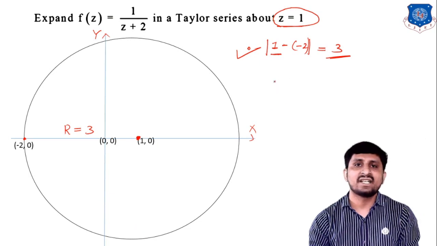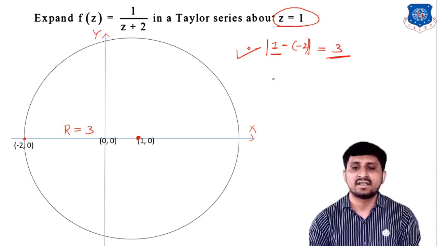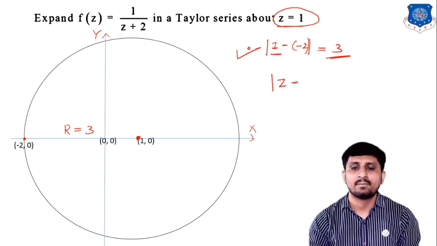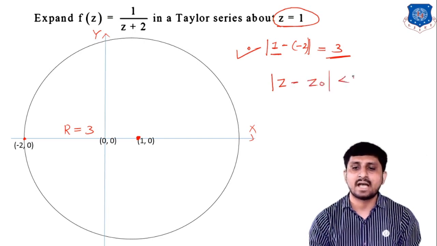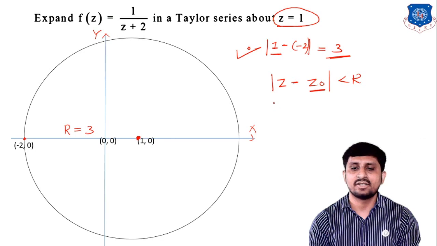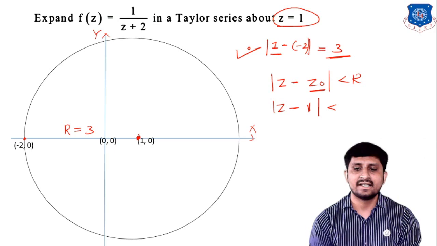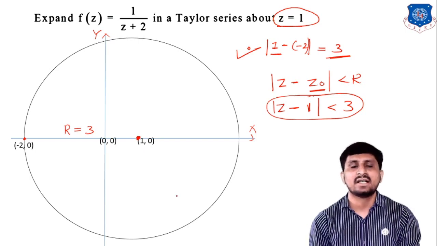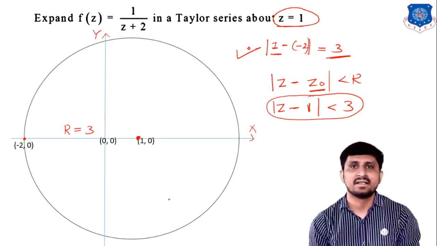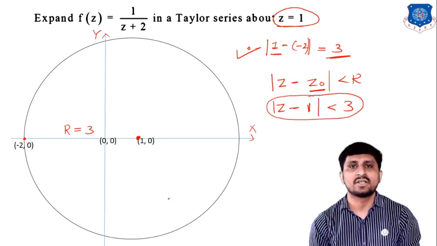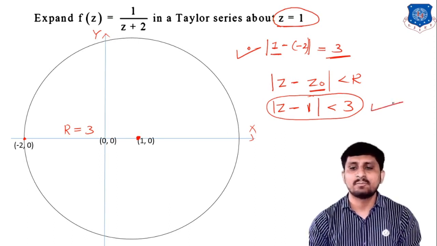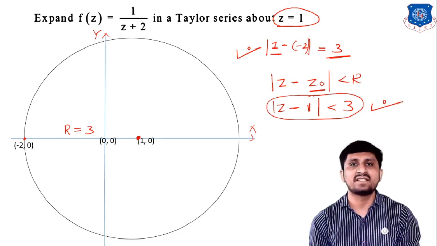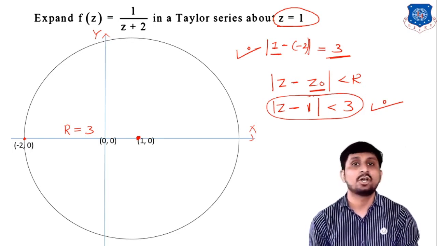So what is your region for the Taylor series? The region is mod z minus z0 less than r. But what is my z0? z0 is the center point. So mod z minus 1 less than 3. Only inside this circle can I define a Taylor series for the given function 1 upon z plus 2. This is very important in each and every example of Taylor series: you have to mention your region.